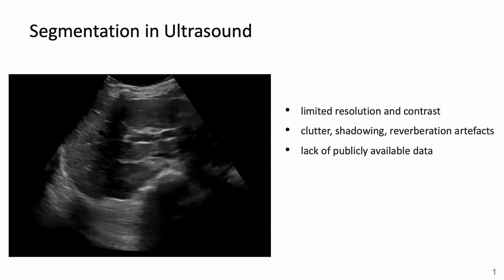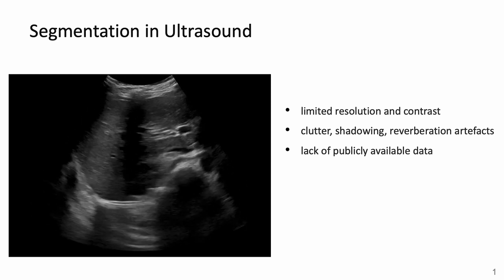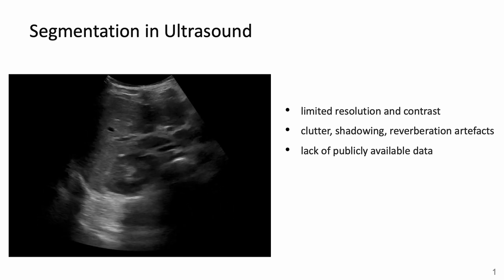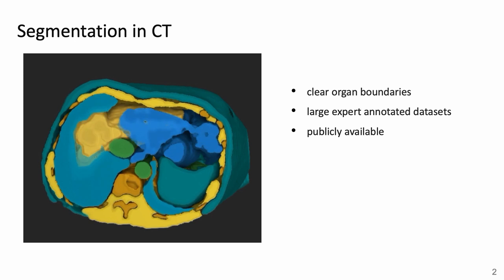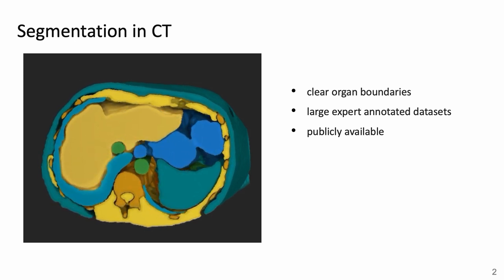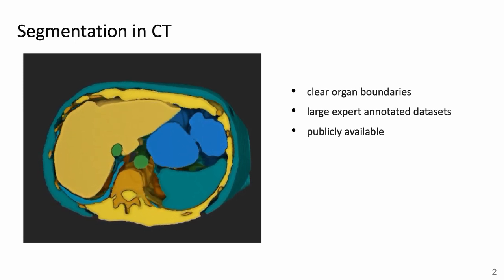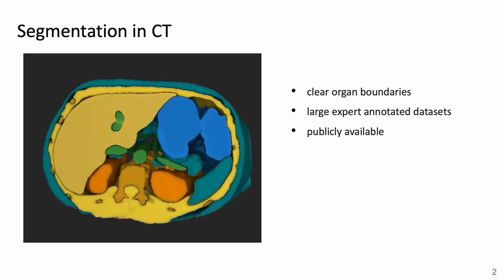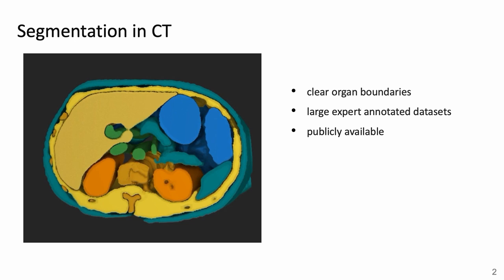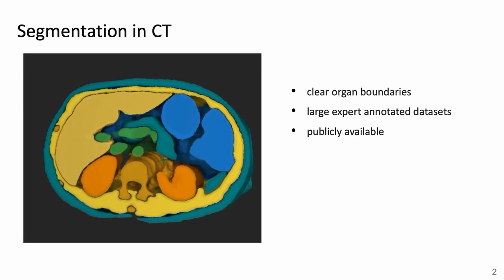As a result, there is a general lack of data with ground truth labels which can be used for training. Modalities such as CT offer a higher resolution, standardized image formats, and calibrated intensities, allowing for improved organ boundary delineation. CT has therefore been extensively annotated and offers large datasets which are publicly available.